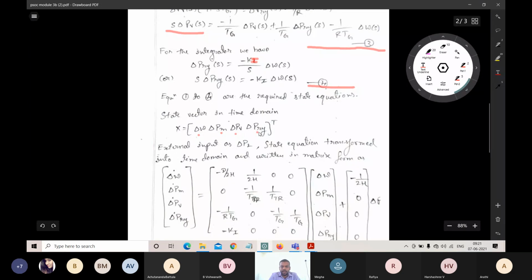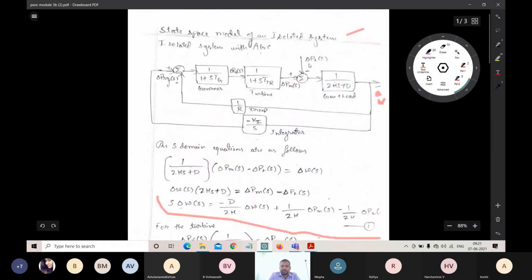So take the time domain. So the external input is delta pl. So delta pl, we are just getting as the input from the load models.